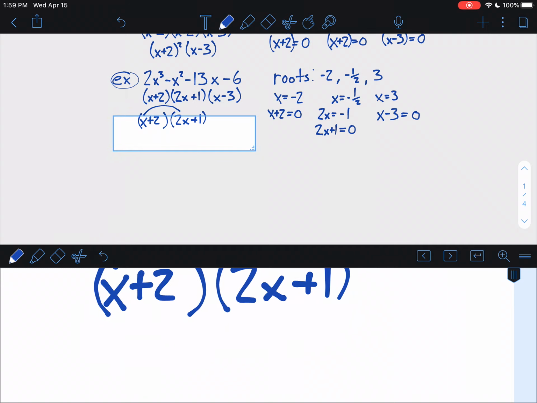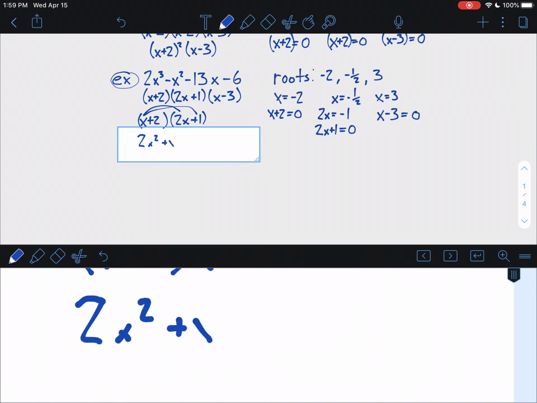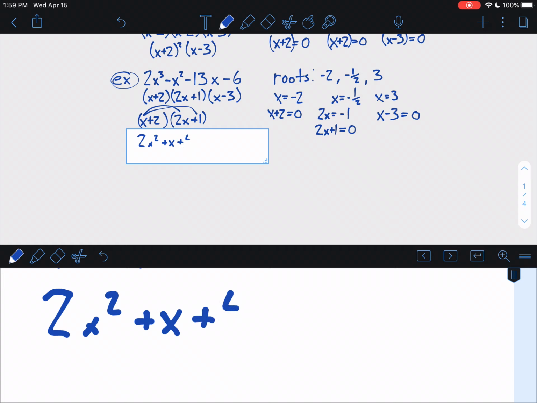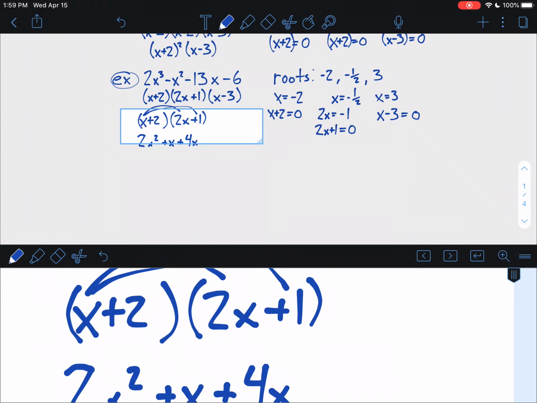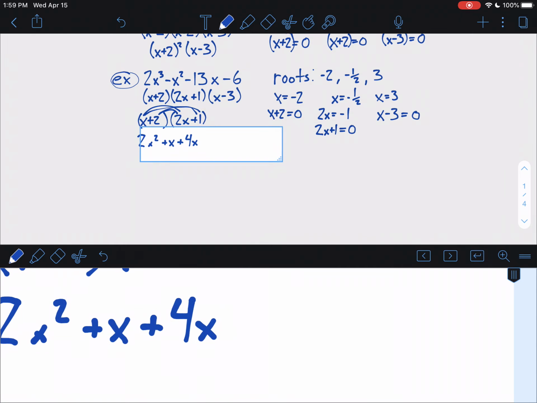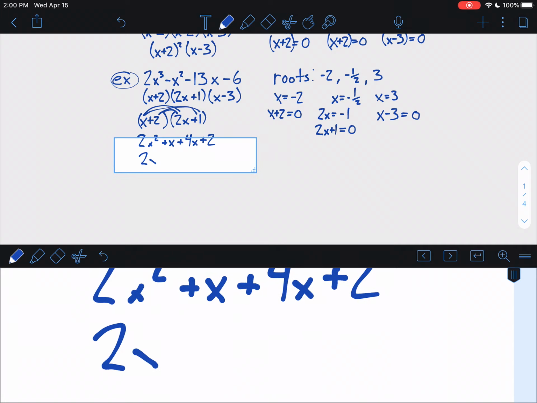So x times 2x is 2x squared. X times 1 is x. 2 times 2x is 4x. And then 2 times 1 is 2. So when I combine like terms, I get 2x squared plus 5x plus 2.